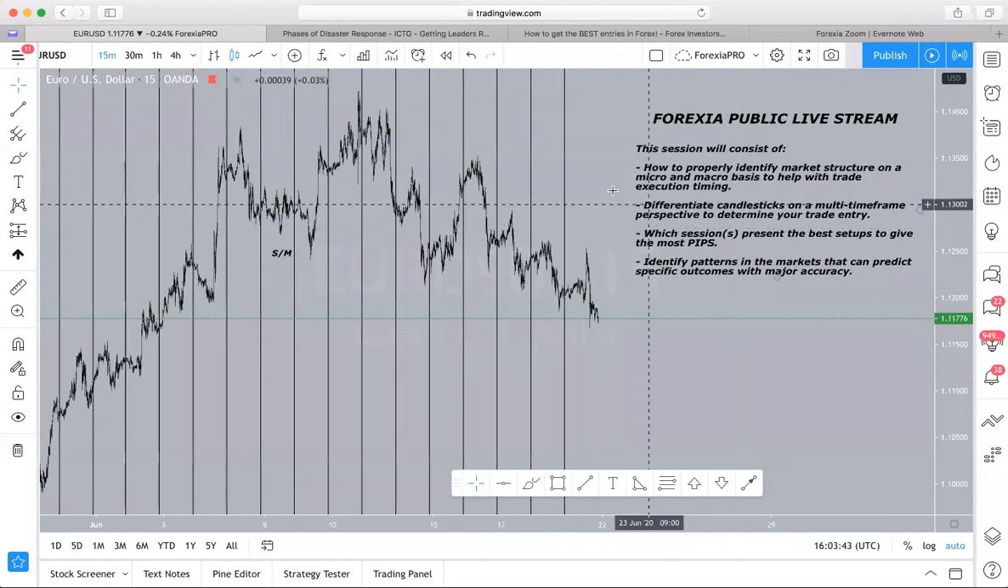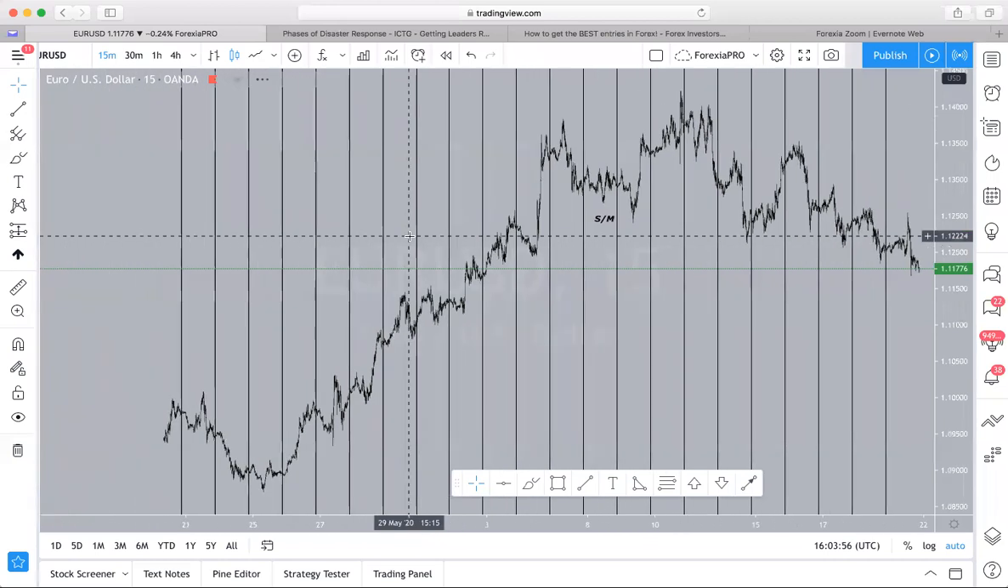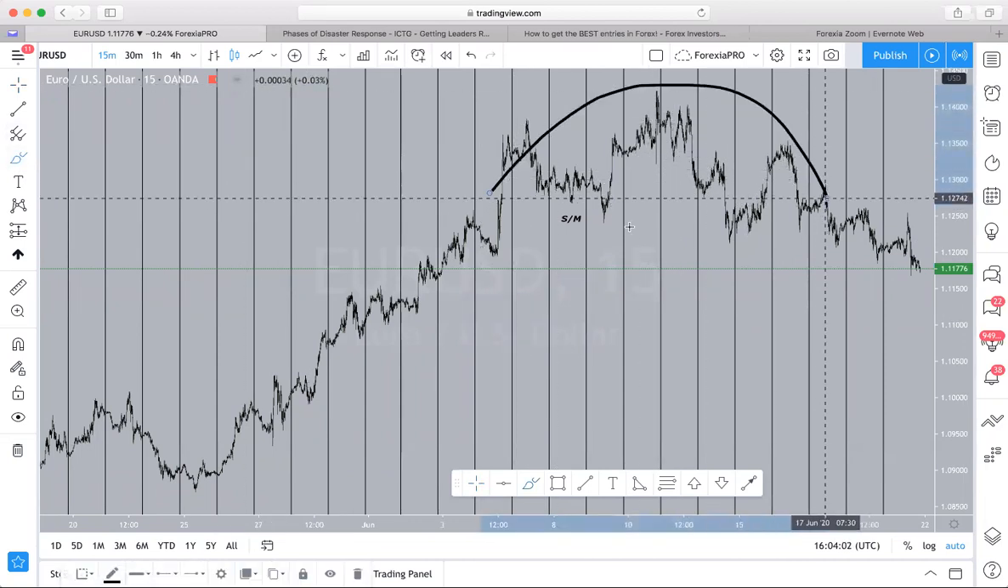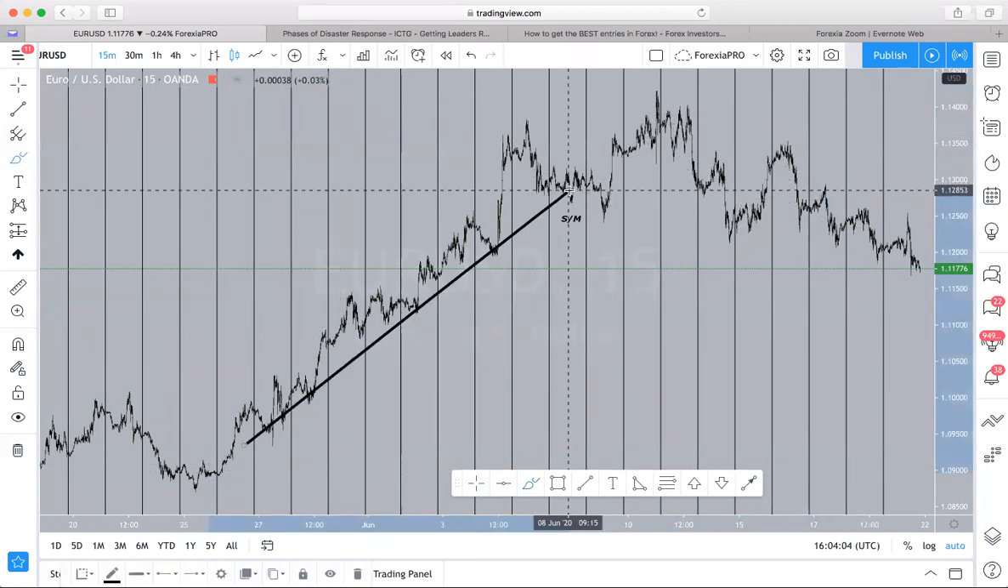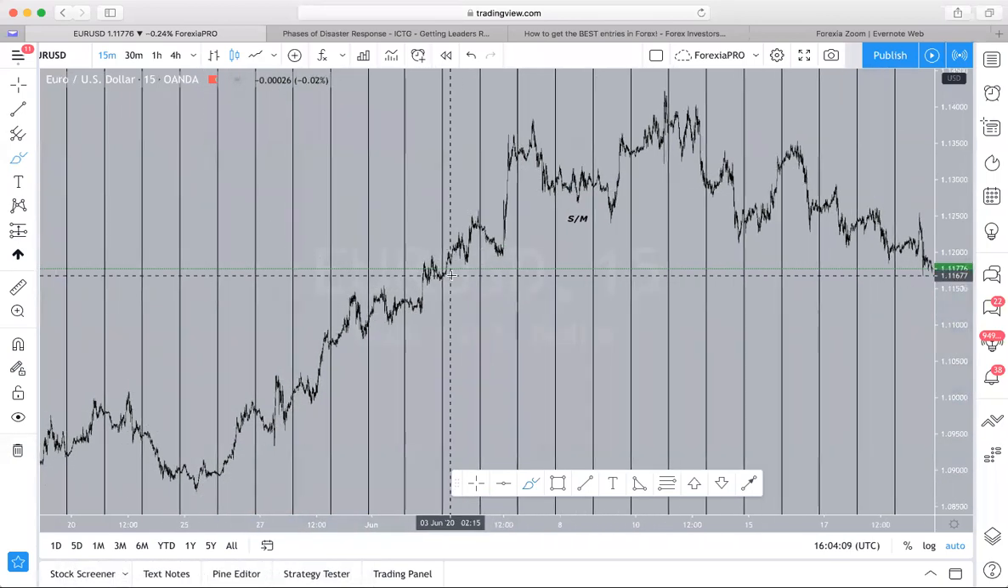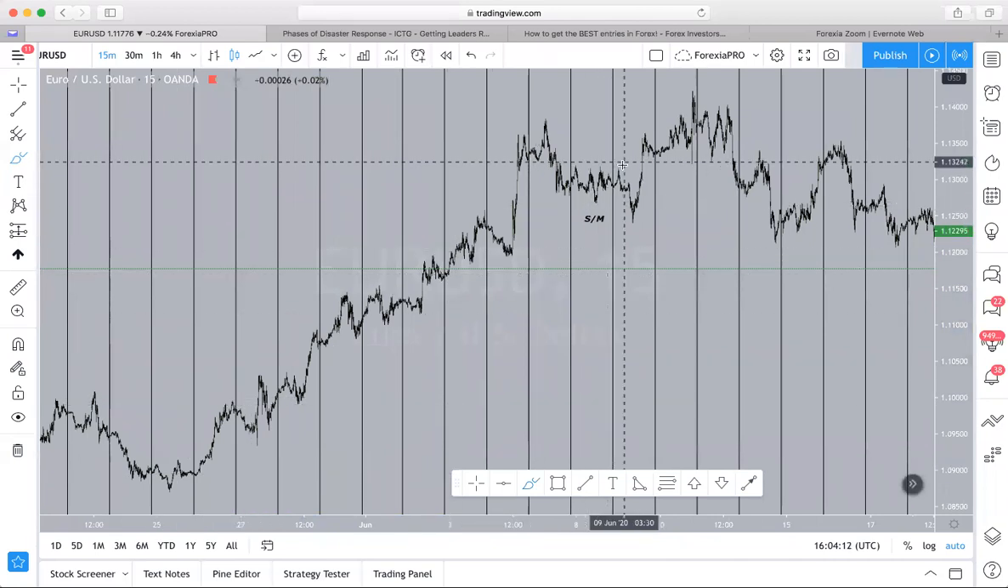We're going to go over how to properly identify what I personally saw on a multi-time frame perspective, so to say. So obviously, before this happened, this occurred, right? This very bullish trend. Now, this bullish trend, it took about 2 weeks to form.